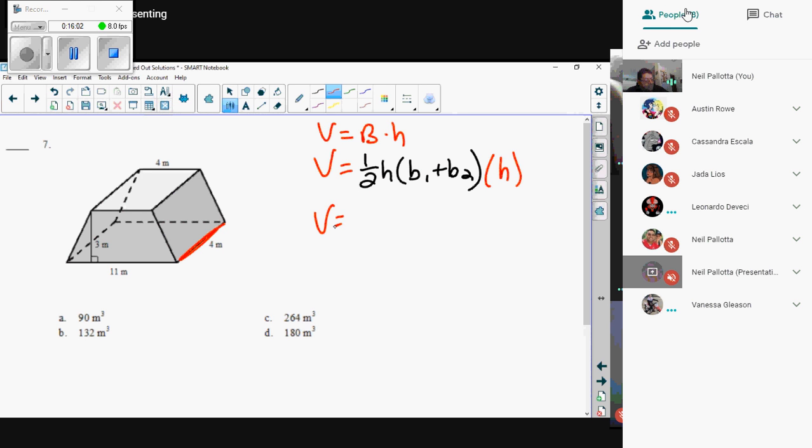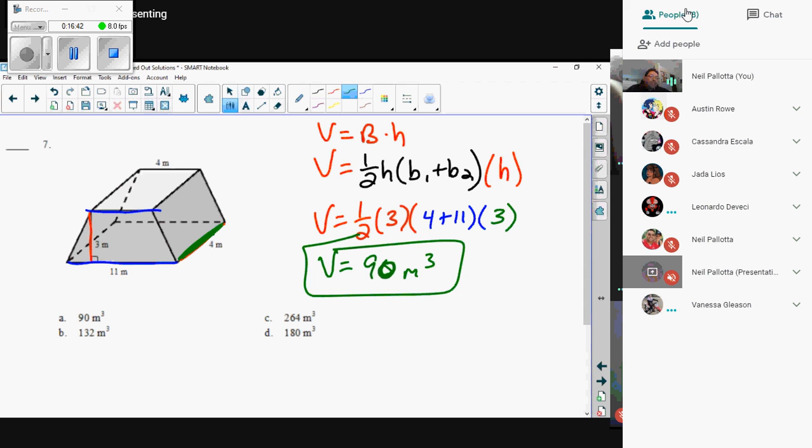So the volume is going to be equal to 1/2. This is the height of the trapezoid, so that's going to be the 3. Base 1 and base 2. Your bases are your parallel segments of the trapezoid. So that's 4 and 11. And then you have the height of the prism as it sits on its base. That's going to be your 3. So the volume is going to be equal to 1/2 times 3 times 4 plus 11, times 3. That's going to be 90 cubic meters.